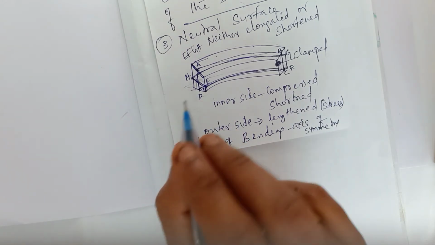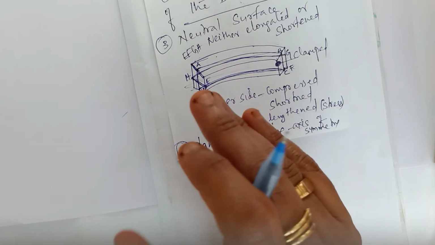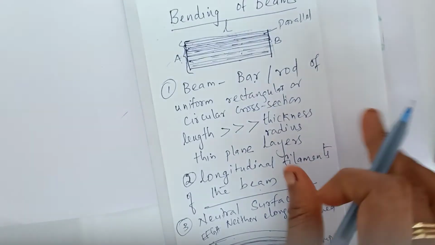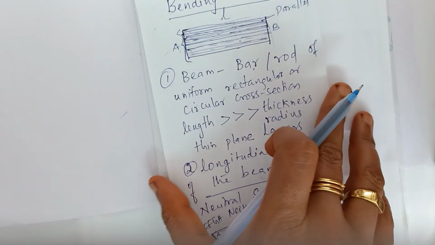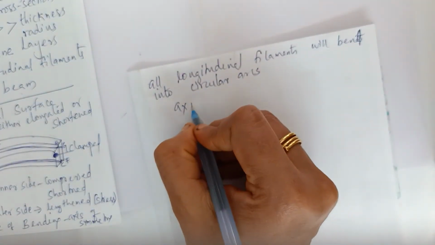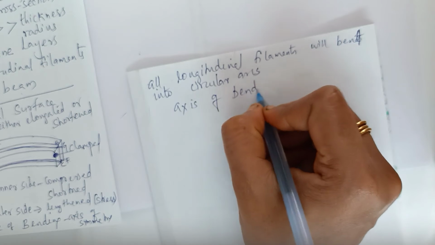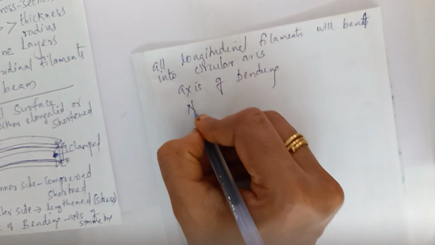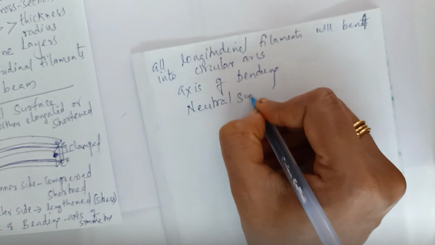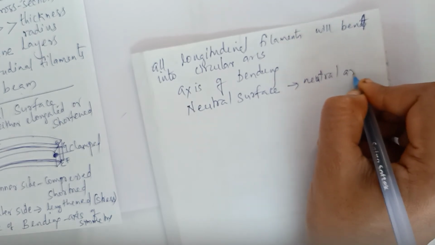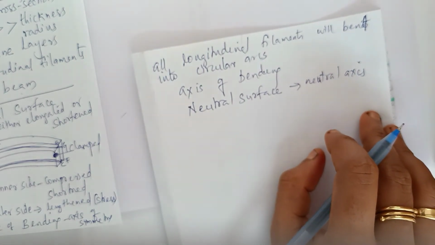And the centers of curvature of all the longitudinal filaments will always lie on a straight line that is perpendicular to the plane of bending. This straight line we call the axis of bending. And the line of intersection of this plane of bending with the neutral surface, EFGH, which we mentioned earlier, is what we call the neutral axis.